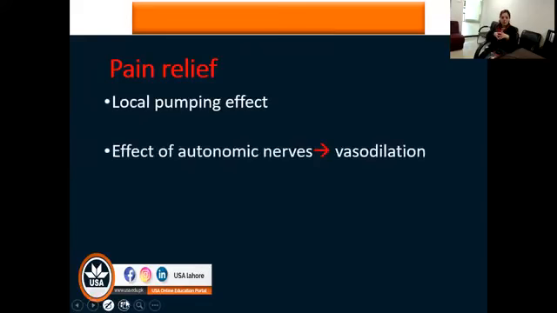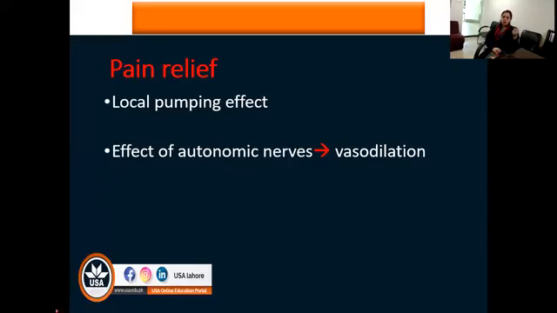So moving toward the first point, that is pain. Pain is usually due to a number of reasons, and this is the one thing with which a patient comes to us. Pain may be due to some accumulation of metabolites or some chemicals around that area due to poor circulation. So if we improve the circulation of that area by exerting a pumping action, that local pumping effect is going to remove the waste products from that area. It is going to bring the oxygen and nutrients to that area.